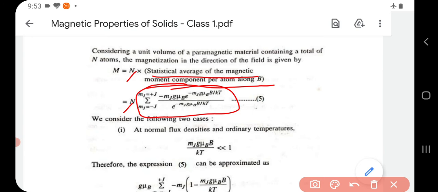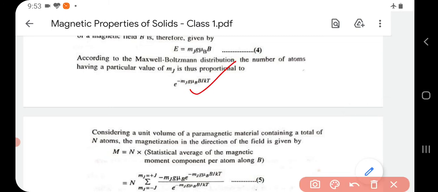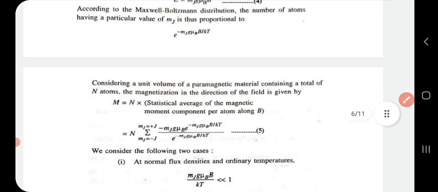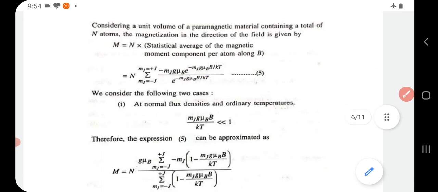First look, the summation is over mj from minus j to plus j, which we have already discussed. It can have values from minus j to plus j, right? Next, in the denominator, what you can see is e raised to minus of this particular quantity that we have already discussed. On the numerator, again you are writing that same exponential term, but along with that you have some additional term. What is it? Minus mj g mu b. So like that you just study those expressions.